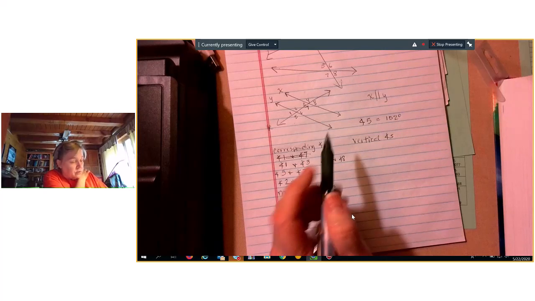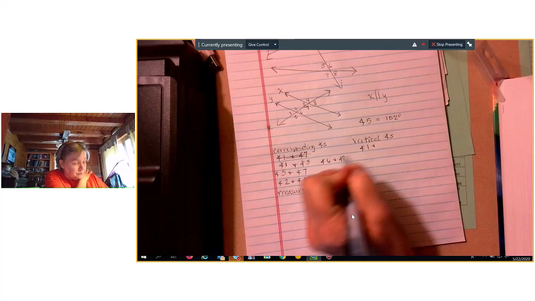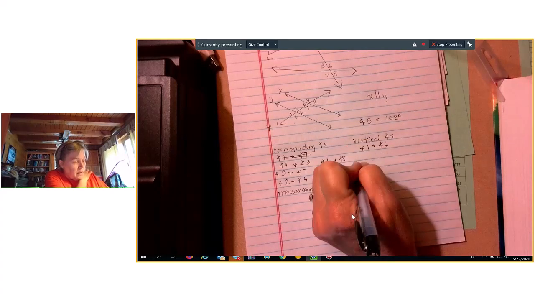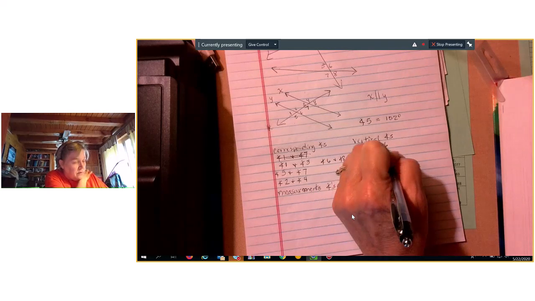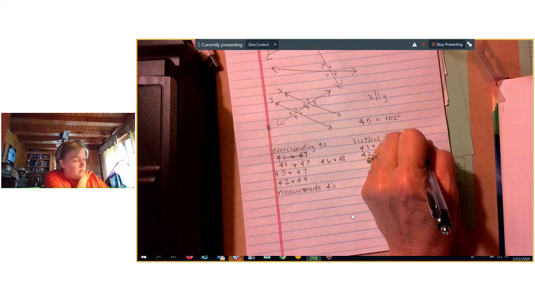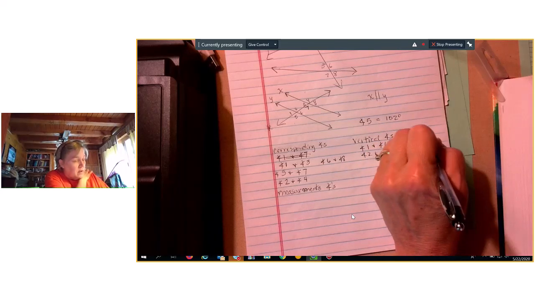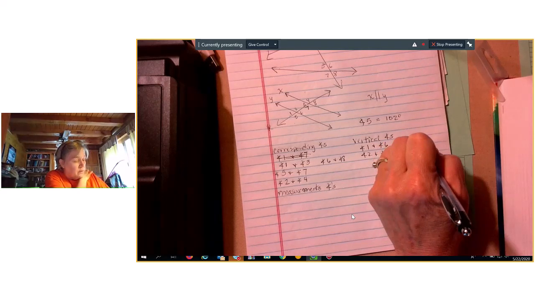Now my vertical angles are going to be angle 1 and angle 6, angle 2 and angle 5, angle 3 and angle 4, no, angle 8, sorry, and angle 7 and angle 4.